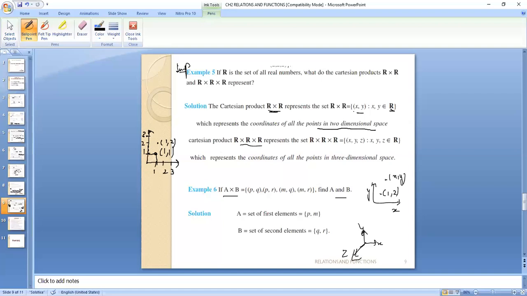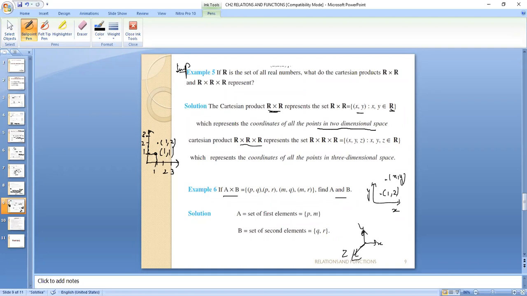Right, that means the points we can represent in two-dimensional space are all these points, because these are real numbers, any real value. And in 2D also, all the points can take any real value, and a point is represented as an ordered pair only. In two-dimensional space we represent the point as an ordered pair, and these are also ordered pairs. So we are representing the coordinates of all the points in two-dimensional space.